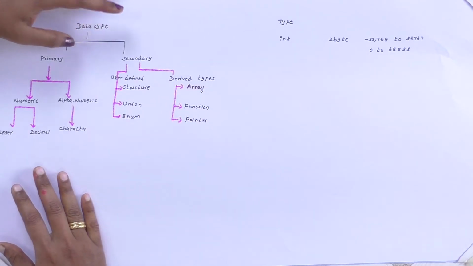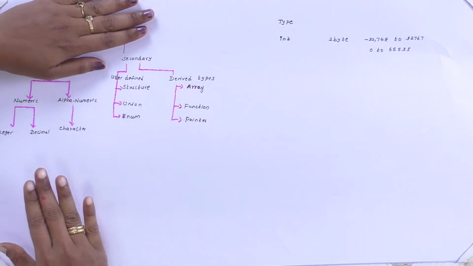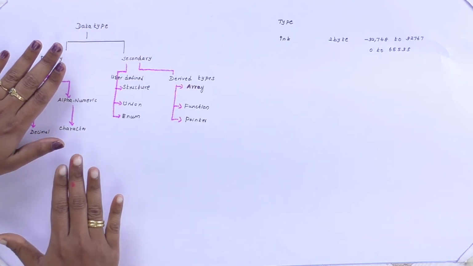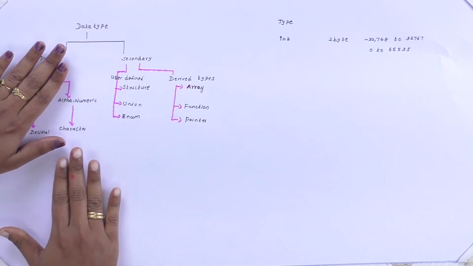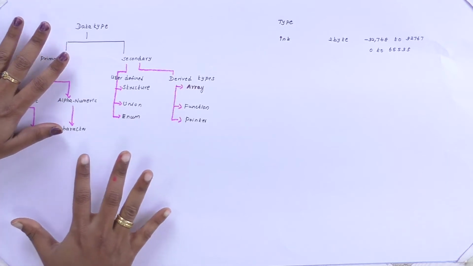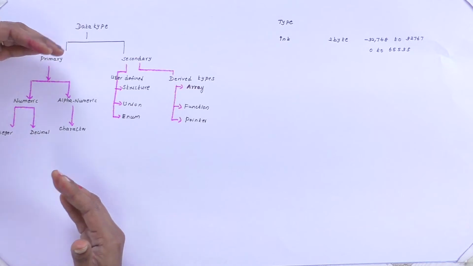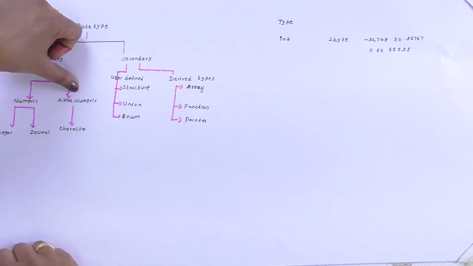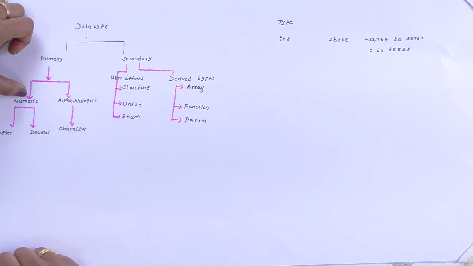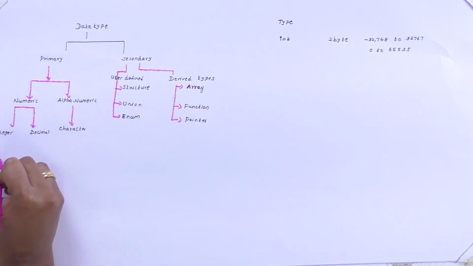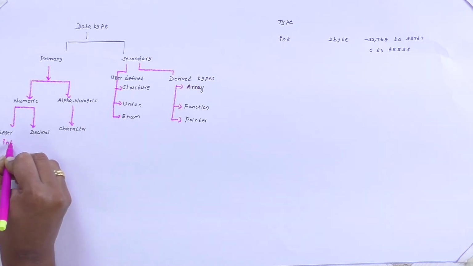Data types are classified into two types. The first one is primary and the second is secondary. In primary, data types always run in main memory, or RAM memory, you can say. Primary is again divided into numeric and alphanumeric. Numeric covers integer and decimal. Integer covers int.